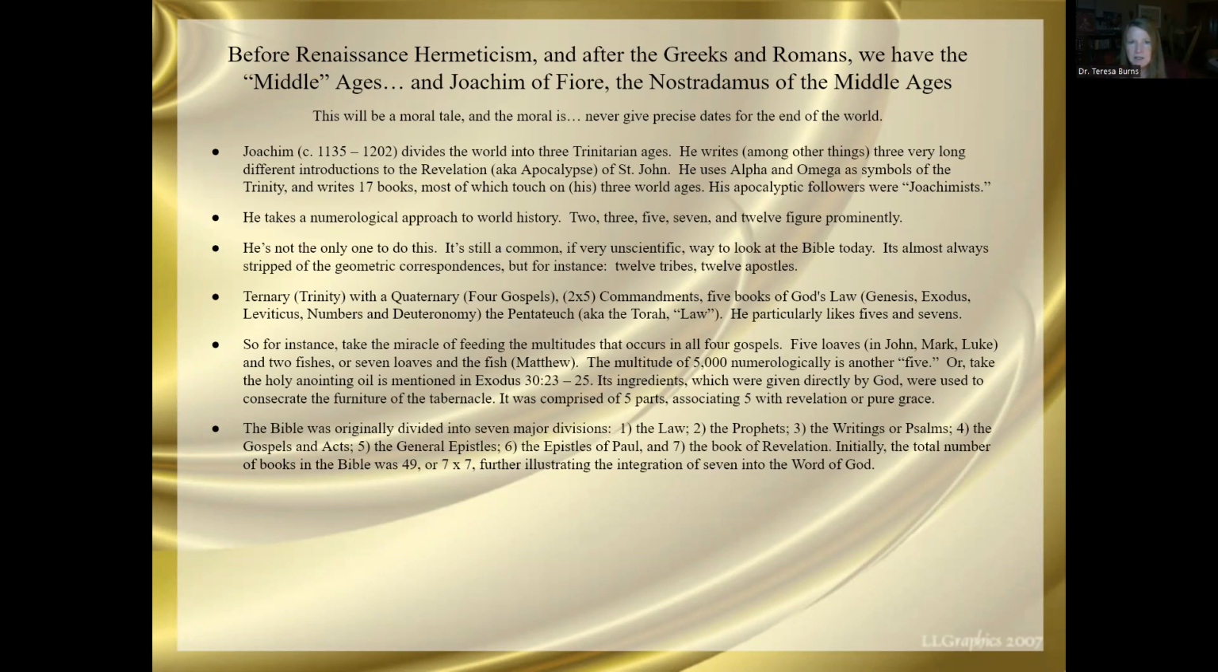Anyway, you get the Bible divided into 7 major divisions. Okay, if you're watching this still and following along, I know you can register numbers fast, so see if you see a problem with what I'm about to say, because there's a big problem. The Bible is divided into 7 divisions. There's the law, that first part that's the Torah, then you get the prophets, and you get the Psalms, you get the Gospels and Acts, and you get general epistles, and you get epistles of Paul, then you get magic 7, the book of Revelation. Supposedly the total number of books originally, this isn't true, but this is what was taught, was 49, or 7 times 7. So this integrates 7 into the Word of God.